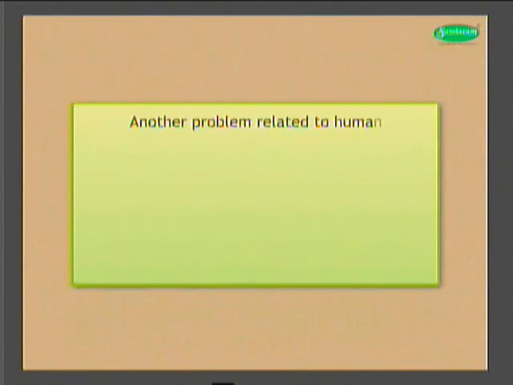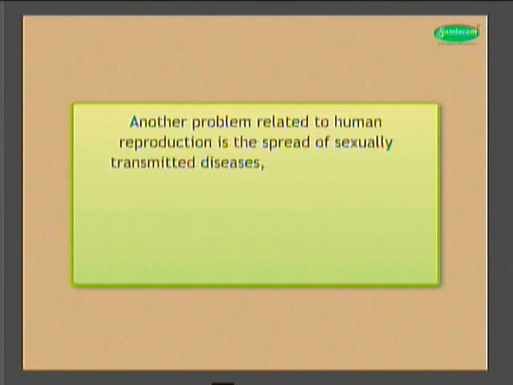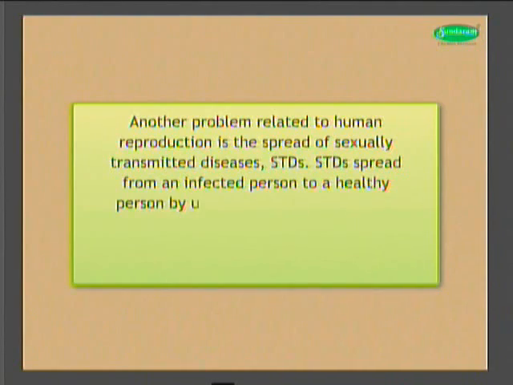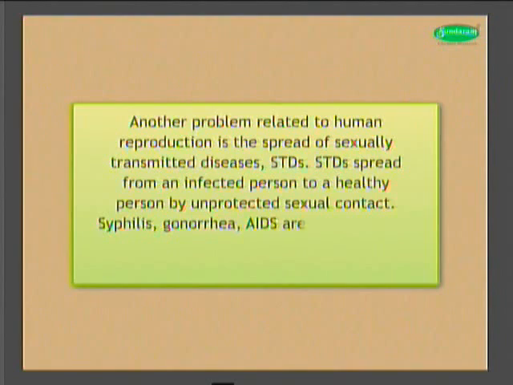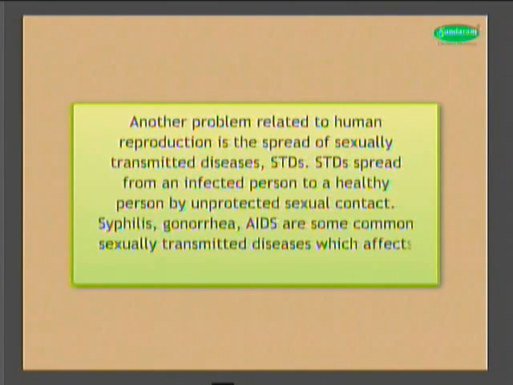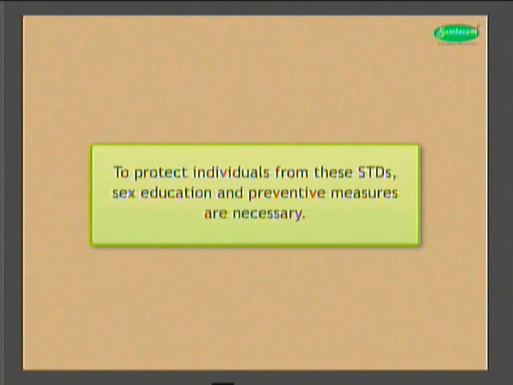Another problem related to human reproduction is the spread of sexually transmitted diseases, STDs. STDs spread from an infected person to a healthy person by unprotected sexual contact. Syphilis, gonorrhea, AIDS are some of the common sexually transmitted diseases which affect sexual health of human beings. To protect individuals from these STDs, sex education and preventive measures are necessary.